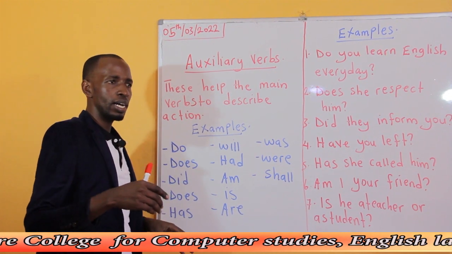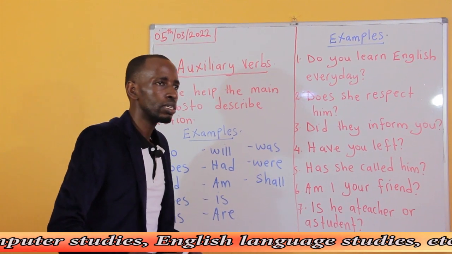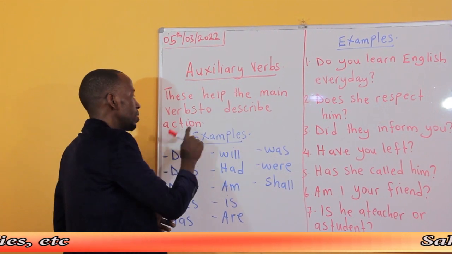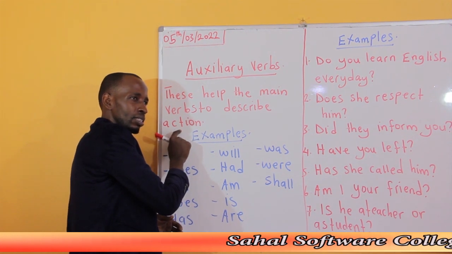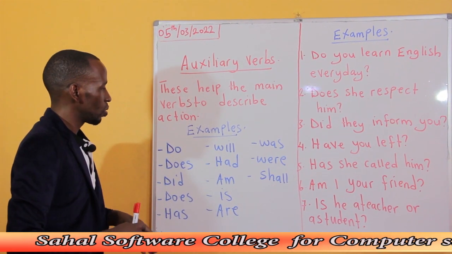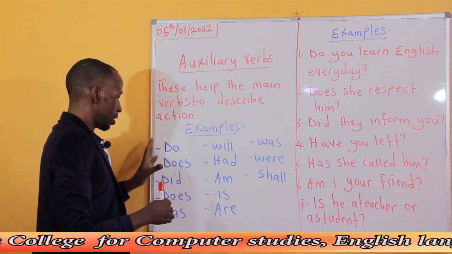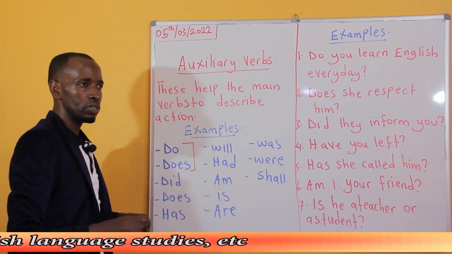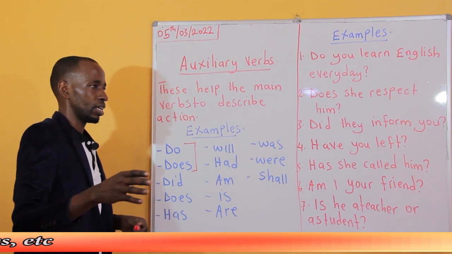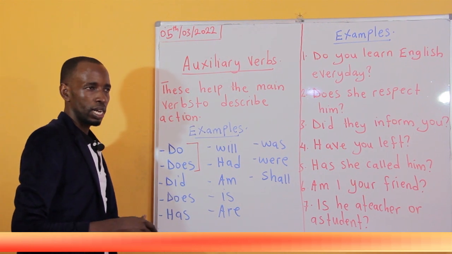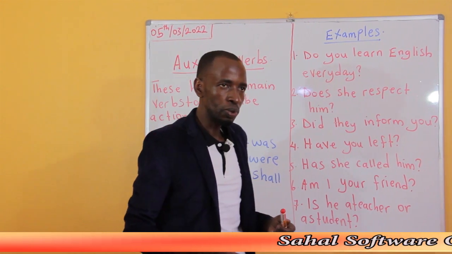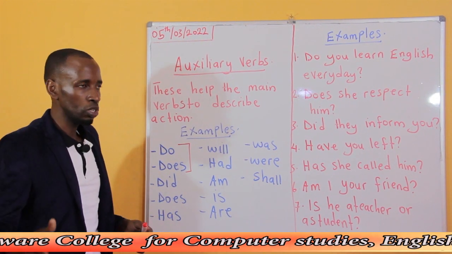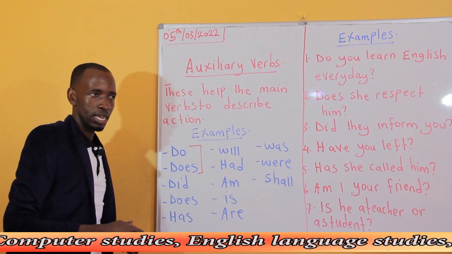But if I say, does she tall? Do you short? Never. Because I told you that these describe the action. They are mainly used with action. So if I use do and does, these are not used with adjectives or nouns. I cannot say, do you at home? Do they in hospital? I cannot say it like that.